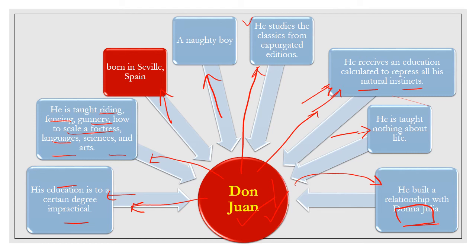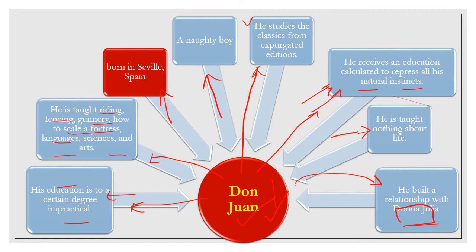This is one fact. Another fact for which the narrator calls his education impractical is this. He receives an education calculated to repress all his natural instincts. Just think of this fact. Whenever any education is focused on just controlling natural instincts, this kind of education cannot be called a good one. When we see that Don Juan's mother tries to control Juan's natural instincts through the education he is given, it is quite a negative approach to education. So it is not a good kind of education.